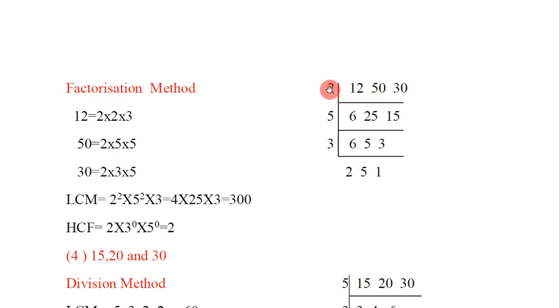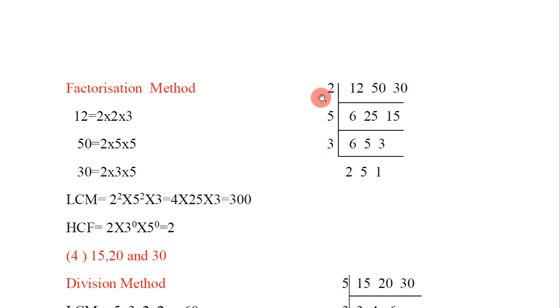So in the first step, we can see that 2 is common for all the 3 terms. It is a factor of all the 3 numbers. So 2 is okay. But what about this 5? 5 is a factor of 25 and 15. It is not a factor of 6. So we should not take this in the HCF.